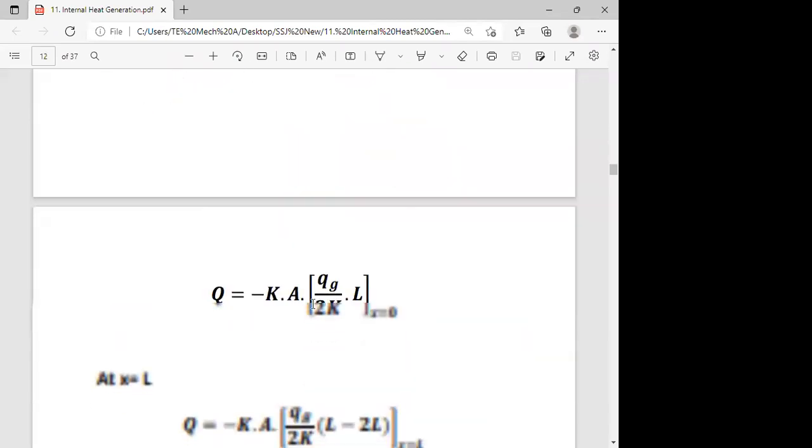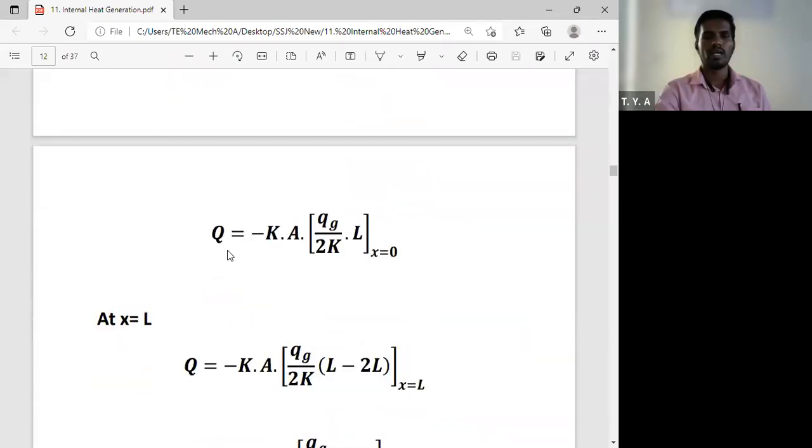Okay, so write down the equation. Q is equal to minus k into A. इथे काय चुकले सांगा या इक्वेशन मध्ये. इन दिस फर्स्ट इक्वेशन इथे x is equal to 0 लिहायला पाहिजे का आता, पण ऑलरेडी आपण x is equal to 0 पुट केलंय, परत लिहायची काही गरज नाही. त्यामुळे डायरेक्ट इक्वेशन लिहा फक्त. Q is equal to minus k into A into qg by 2k into L.